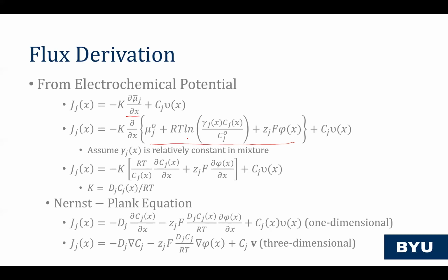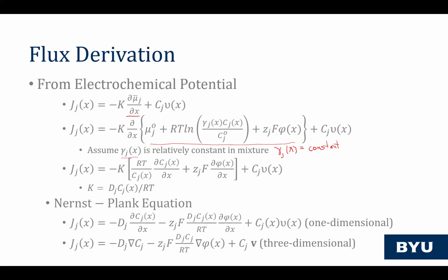And we are going to assume that our activity coefficient is relatively constant in a mixture. If you have major changes in concentration going from the electrode to the bulk or the bulk to the electrode, we will need to revisit that assumption and possibly capture the activity effects. But for now, we're just going to simplify this by saying that our gamma j of x is relatively constant. So that doesn't change with position, and so we don't need to take the derivative with respect to position on that one.